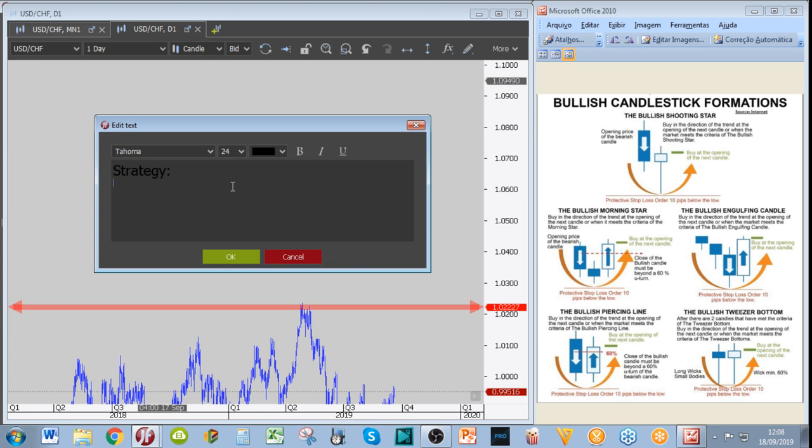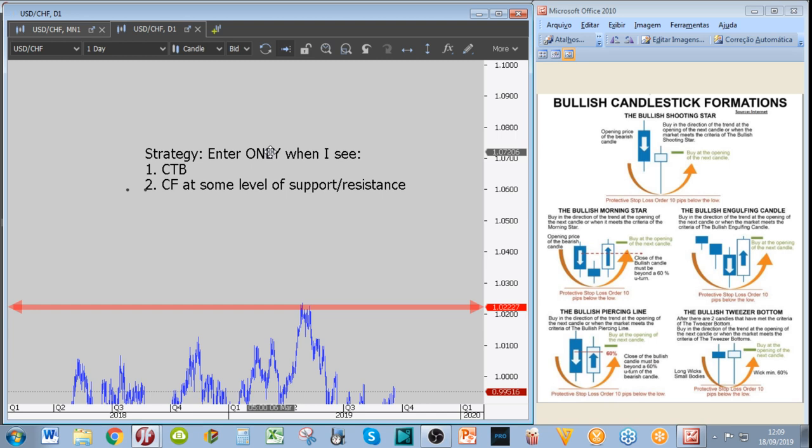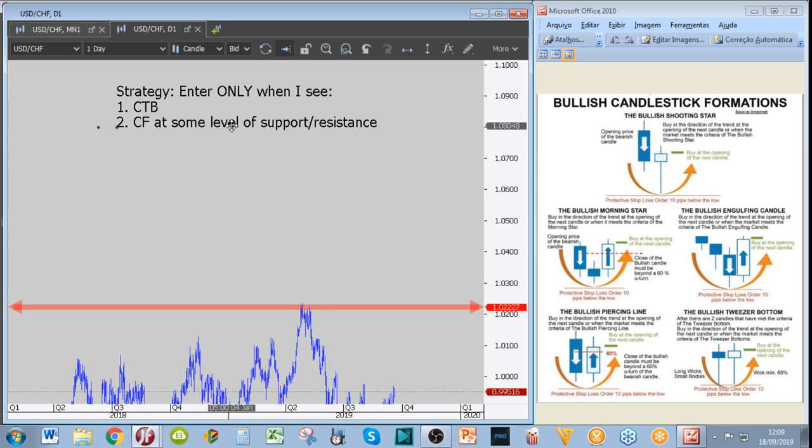Enter only when I see number one, CTB, which stands for counter trend line break. Number two, CF, candlestick formation at some level of support slash resistance. Okay, this is our strategy. Enter only when I see counter trend line break and some candlestick formation at some level of support and resistance.